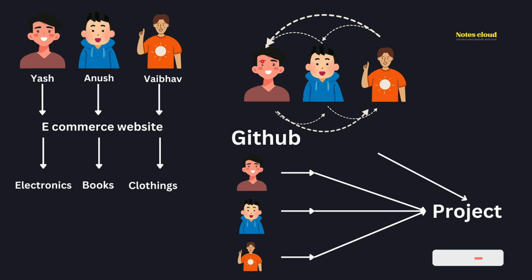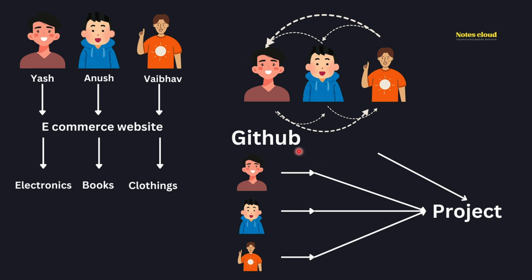Yash finishes the electronics section and sends the file to Vaibhav. Vaibhav then sends his updated file to Anush, and Anush sends it back to Yash. Every time they make a change, they have to manually exchange files with each other. This back and forth file exchange system is time consuming, prone to error, and very hard to manage. This is where Git and GitHub come in to solve the problem.